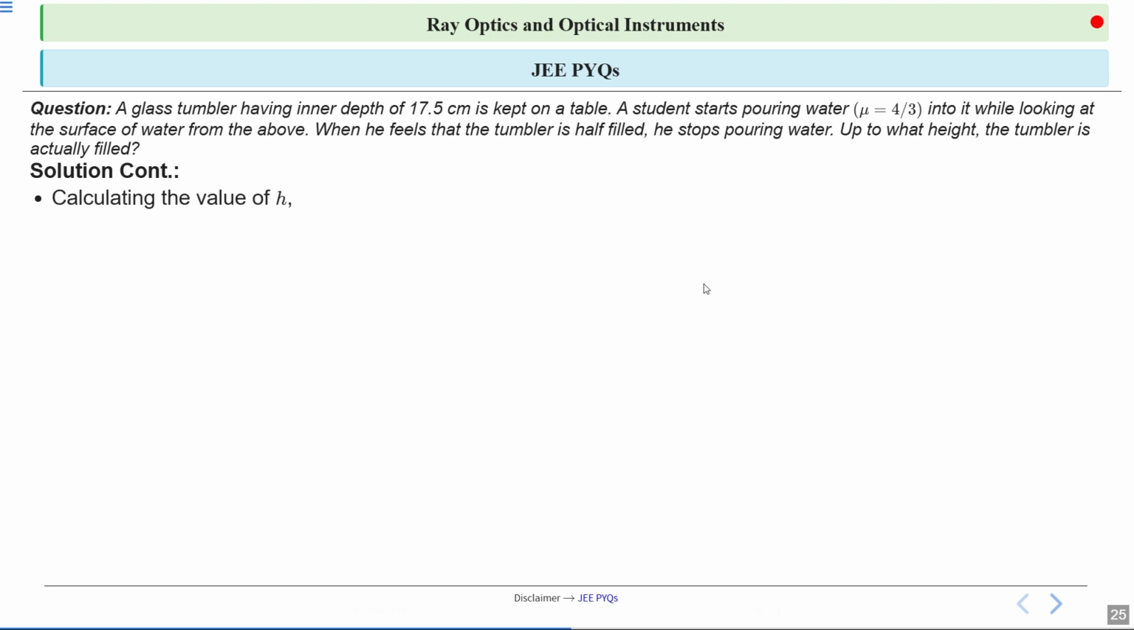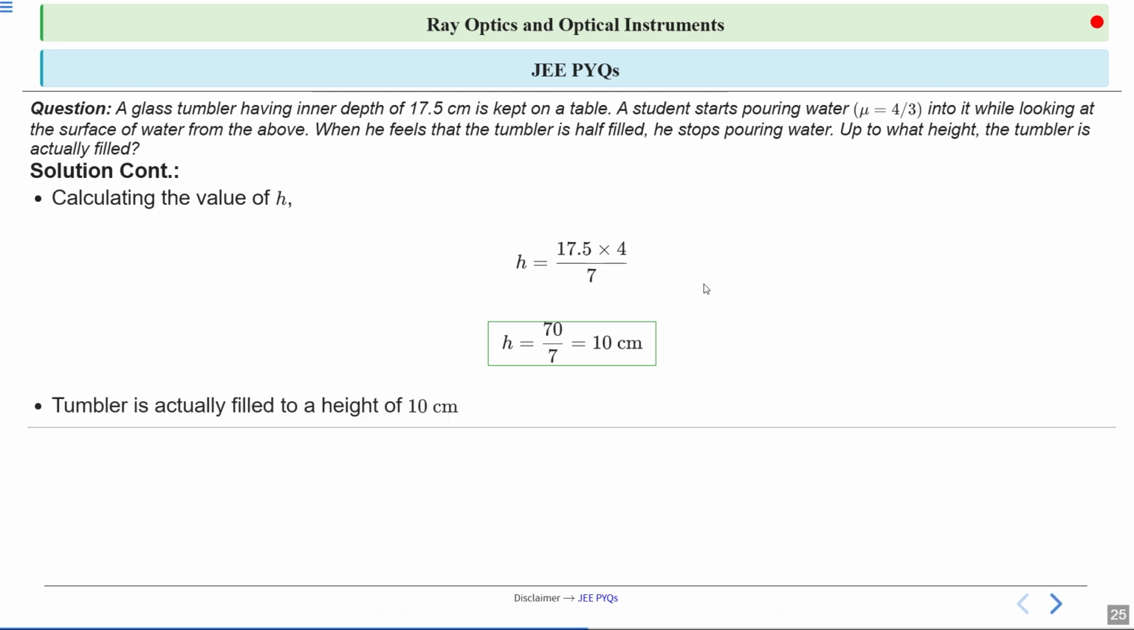So now calculating the value of h after rearranging the equation, multiply both sides by 4 upon 7. So h equals 17.5 multiplied by 4 upon 7. After simplifying, h equals 70 upon 7 equals 10 centimeter. This shows the actual height of the water in the tumbler is 10 centimeter. So the tumbler is actually filled to a height of 10 centimeter. Okay.